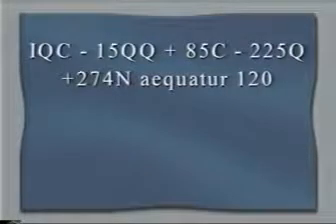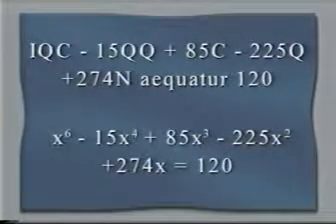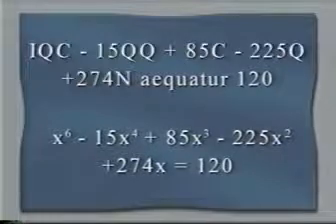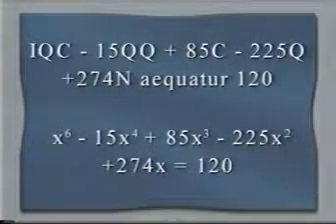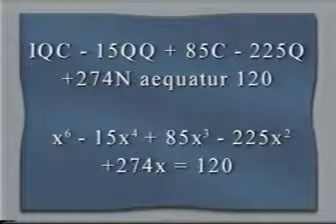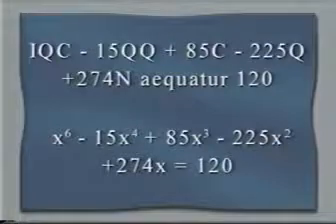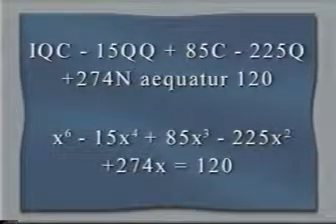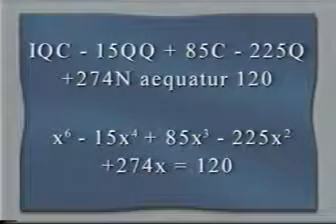If we wanted to translate Viète's equation in today's symbology, it would be x to the sixth, the Roman numeral 1 standing for a lead coefficient of 1, the QC representing the sixth power, minus 15x to the fourth, plus 85x to the third, minus 225x to the second, plus 274x equals 120.